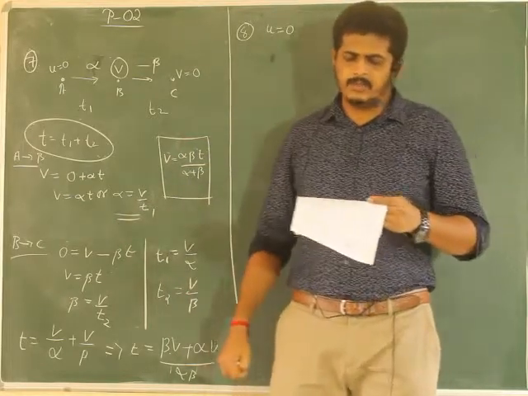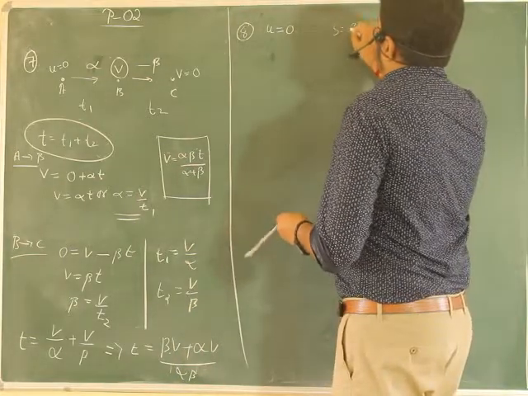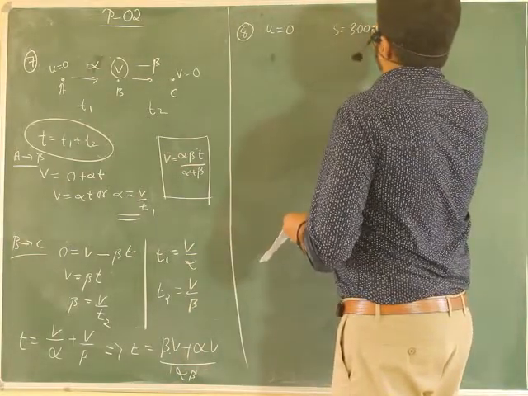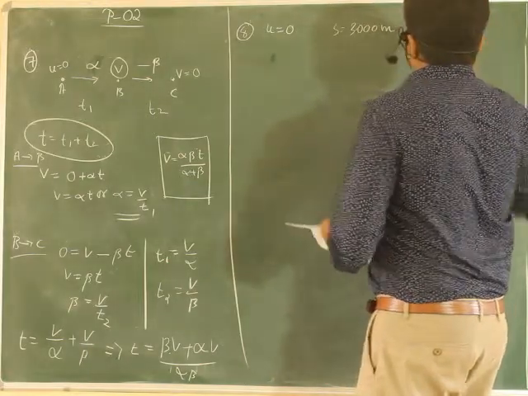Next, during the motion, it covers a distance of 3 km. So total distance traveled, 3 km means how much? 3000 meters. Total time taken is how much? That is 300 seconds.